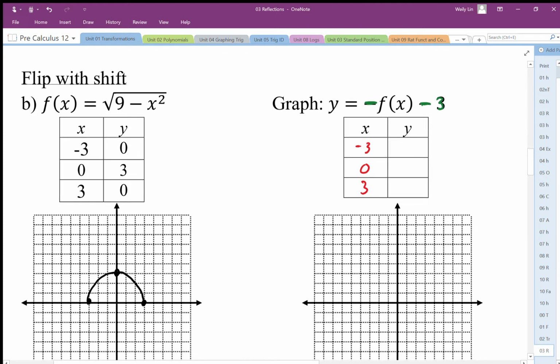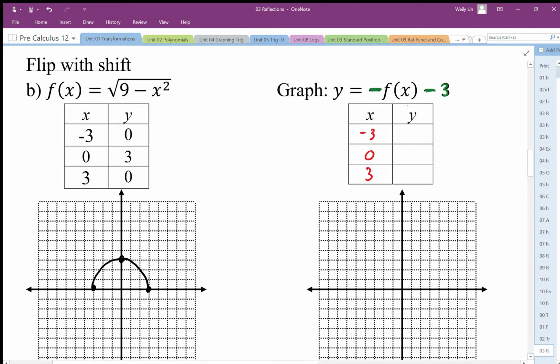So what's happening with the y coordinates? Well, we're going to flip and then shift, and we don't need to do anything backwards. So my new y is going to be flip first, shift second. Okay, let's make sure that's clear. Equals negative y naught, and then minus 3. So negative, minus 3, negative, minus 3, negative, minus 3.